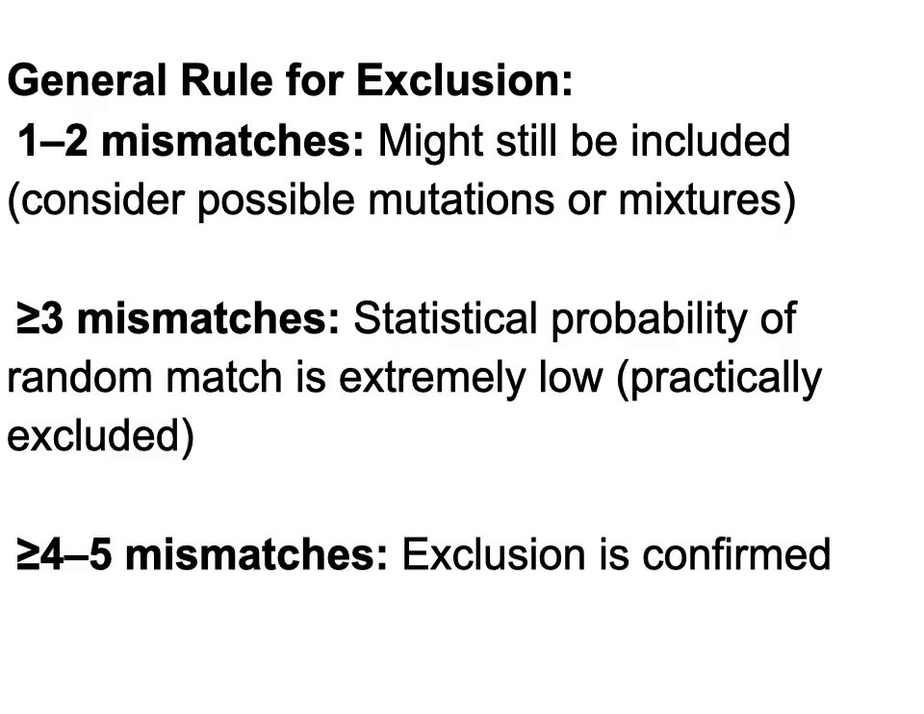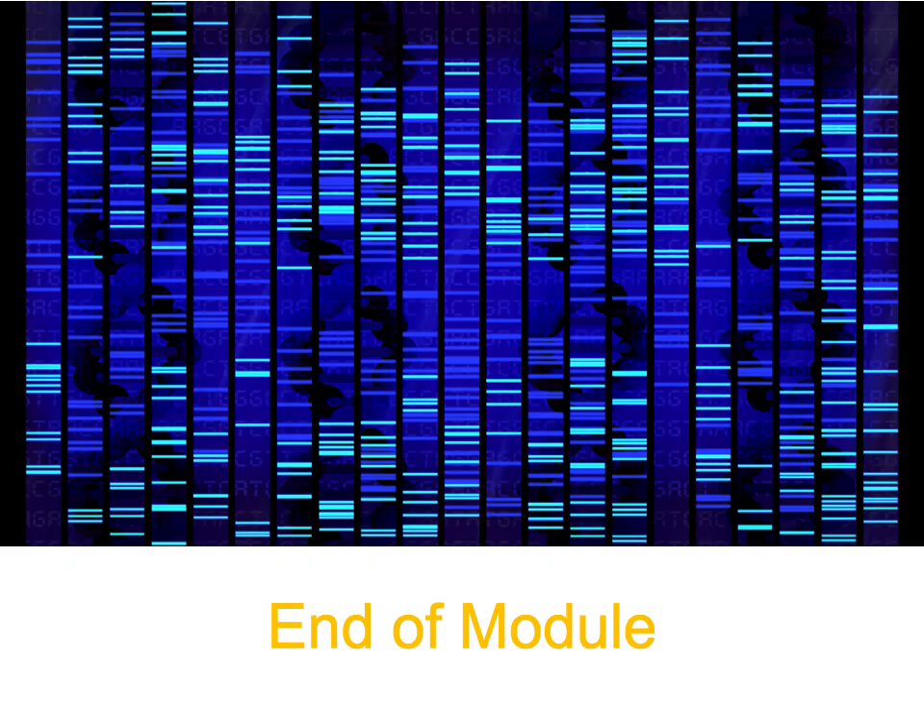1 to 2 mismatches may still allow inclusion, especially if mixtures or mutations are involved. 3 or more mismatches generally indicate exclusion. 4 to 5 mismatches confirm exclusion.